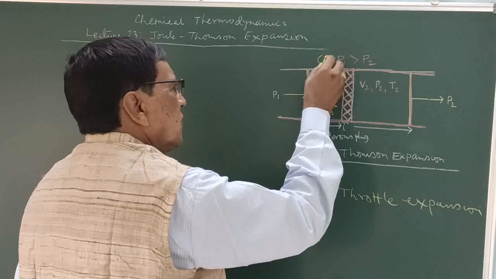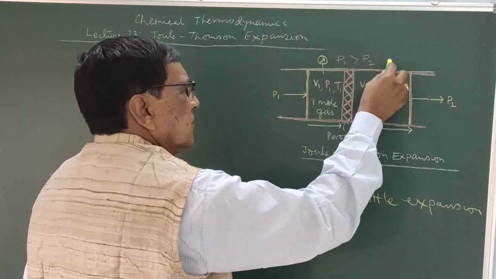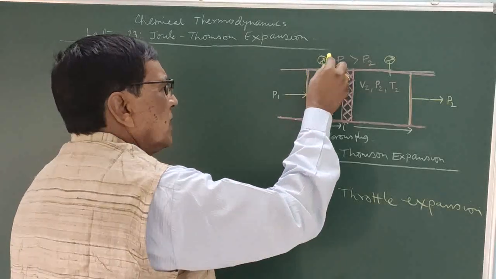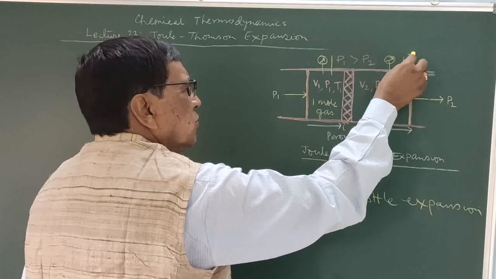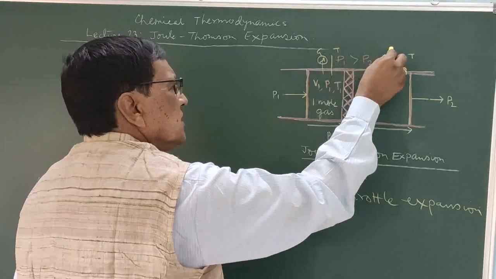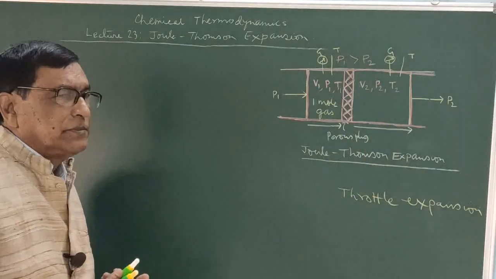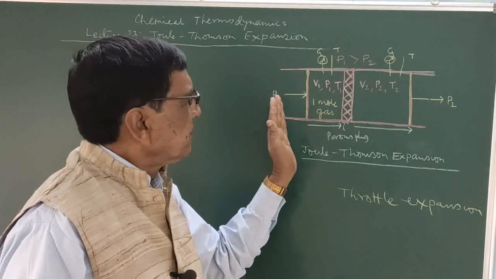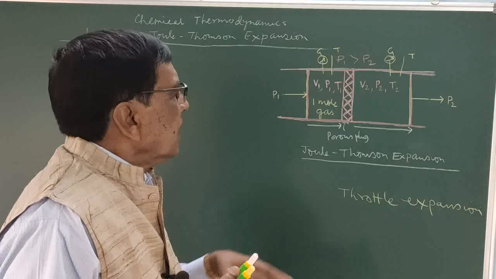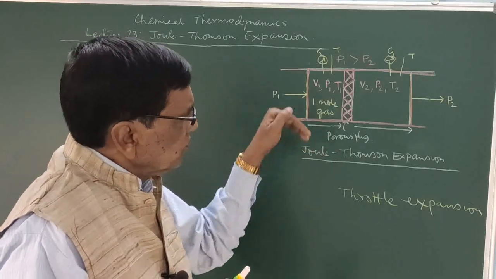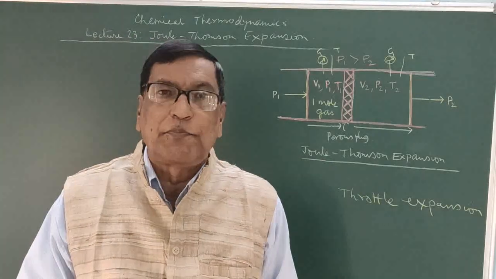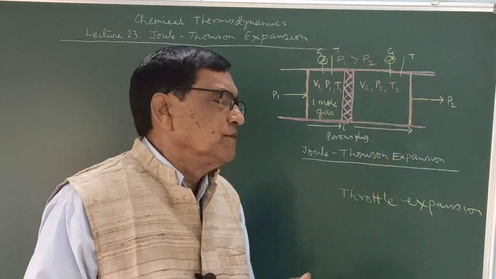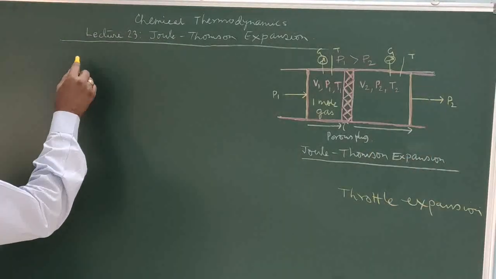Here one pressure gauge is kept, and here also one pressure gauge is kept to monitor the pressures P1 and P2. Here is one thermometer, and here is another thermometer to record the temperature. So this is the total arrangement, and the gas moves very slowly, and on each side the pressure equilibrium is maintained. Although the process is slow, it is still called an irreversible process, as the gas flows against the constant pressure P2. So this is the experiment.